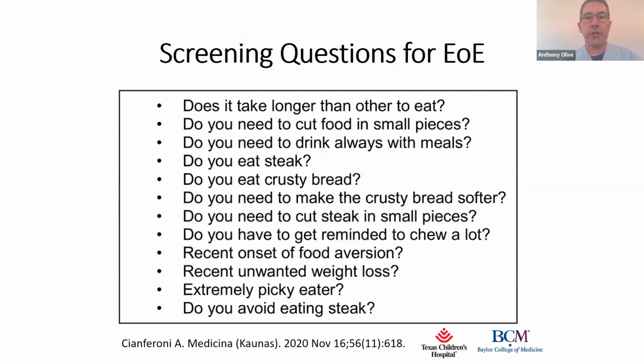Some of the screening questions you can ask, because again, particularly in pediatrics, which is my world, the kids don't always tell you. So things like, does it take longer for your child to eat? Do you need to cut the food up in small pieces? Do you always have to drink after meals? Do you eat steak? Do you avoid steak? Things of that sort. Just little questions that can give you subtle pieces of information that might suggest that there is some esophageal dysfunction going on.